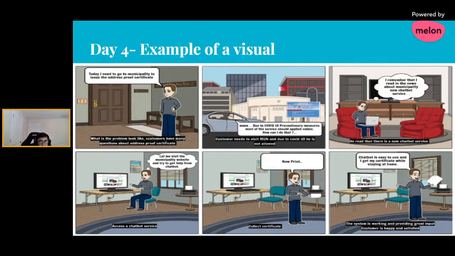The next one is when the guy goes and he realizes that due to COVID-19 precautionary measures, most of the services should be applied for online, and the customer is not allowed to visit the place due to COVID-19. So the next one is where he goes to a new chatbot service and basically does what he needs to do and accesses it. Then he collects a certificate, and the system is working and providing a great input. So basically, this entire comic is just showing how you need to address a problem and obviously leave the customer satisfied and happy in the end.